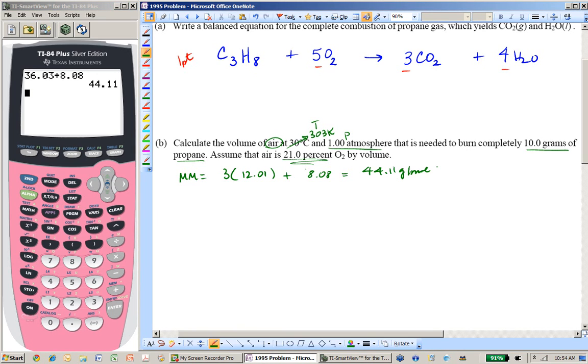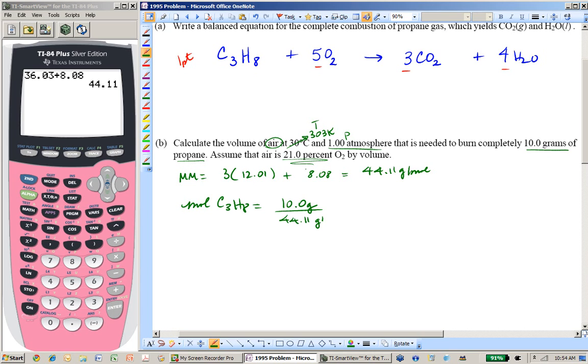You should show that calculation because sometimes it's worth a point. You never know whether it is or it isn't, but you needed it anyway, so you might as well scribble it down. That way you may end up with a point just for being able to do that. So that means that the moles of propane is going to equal that 10 grams divided by that molar mass.